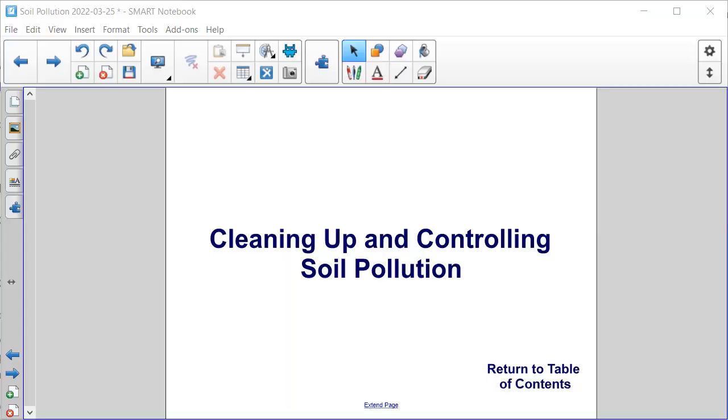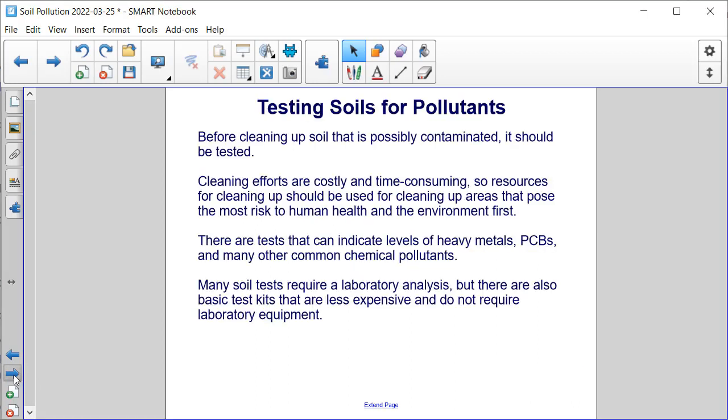In the final section of this unit, we're going to discuss cleaning up and controlling soil pollution. Testing for soil pollutants. Before cleaning up soil that is possibly contaminated, it should be tested.